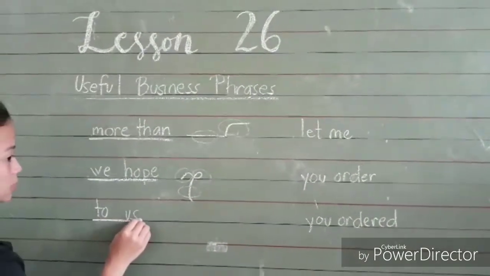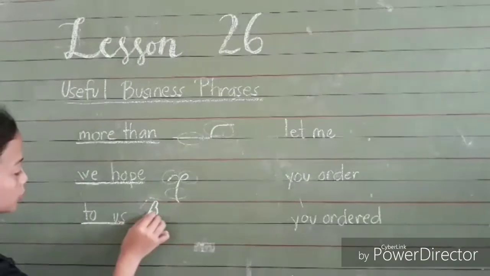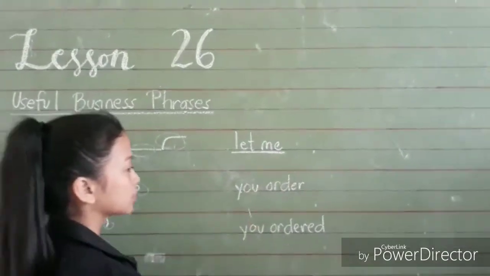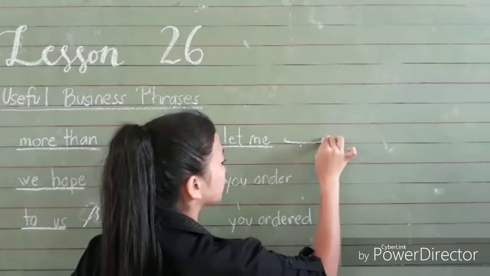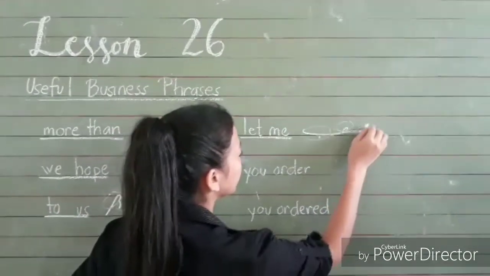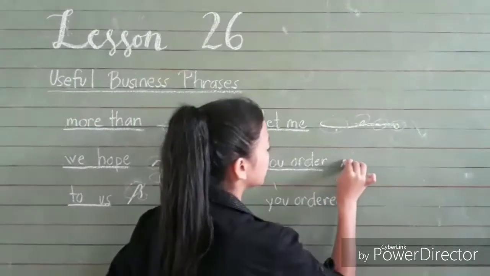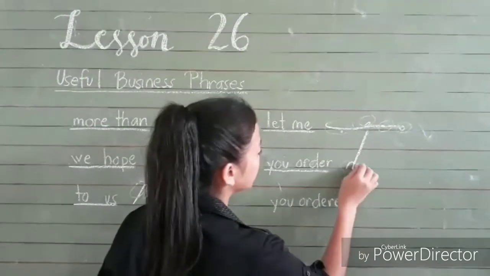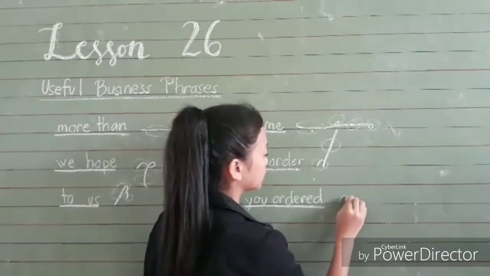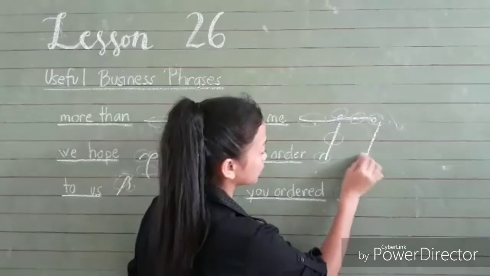For to us, it is represented by T, OO, and S. For let me, the shorthand stroke is, which is represented by L, E, M, and E. For you order, the shorthand stroke is, which is represented by OO and D. And for the last business phrase is you ordered, which is written in shorthand as represented by OO, D, JAG, and D.